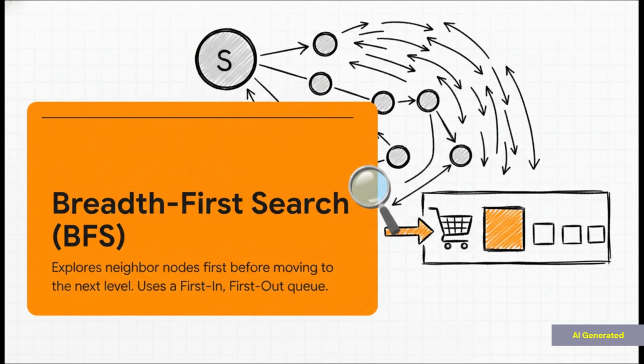Well, imagine you're standing at node S. BFS tells you to first visit all of your immediate neighbors before you go any further. Only after you've visited all of them do you move on to their neighbors. It explores the graph level by level, like ripples in a pond. To keep track of who to visit next, it uses a queue. And a queue is simple. It's first in, first out, just like a line at the grocery store.